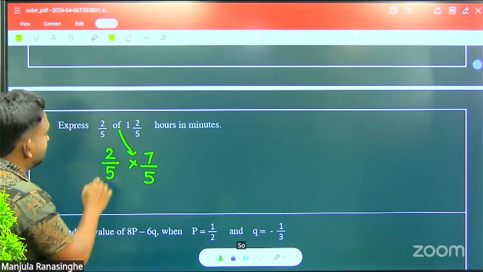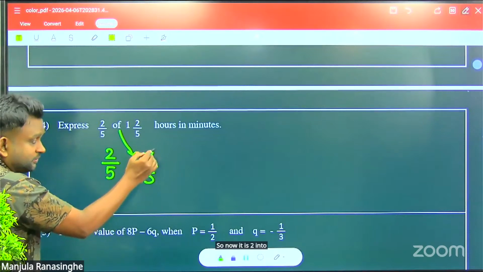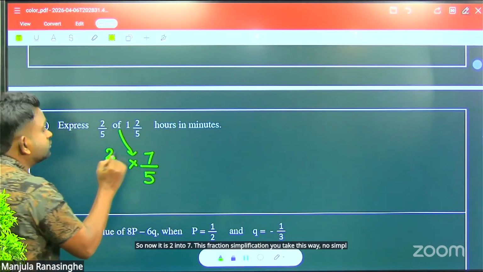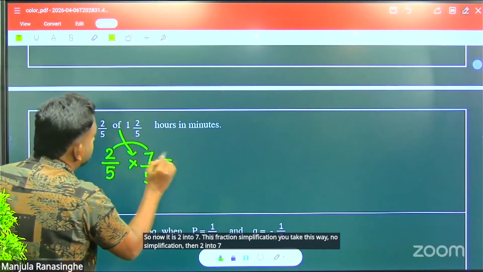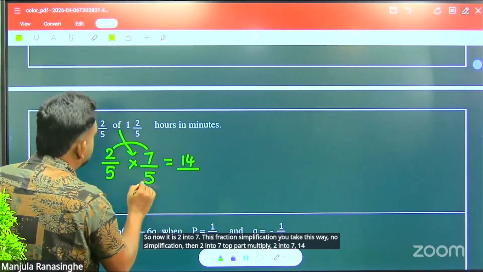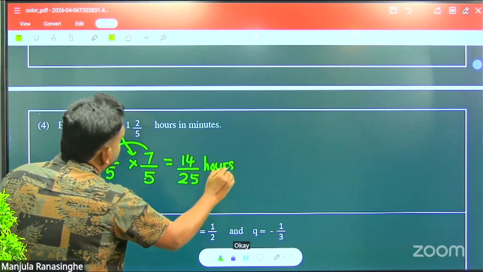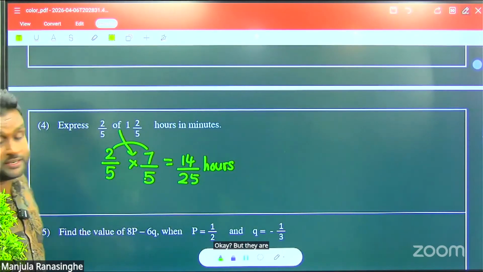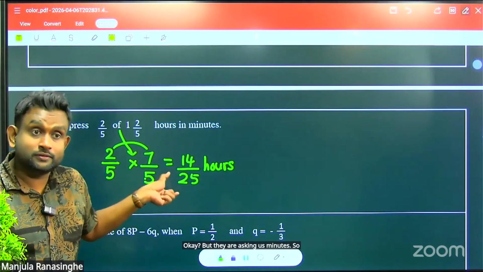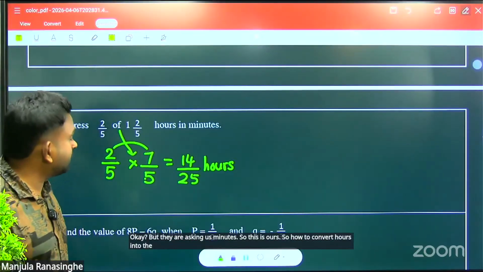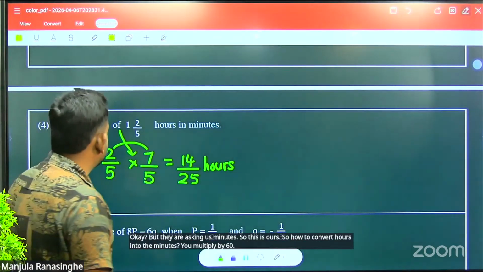So now it is 2 into 7. No simplification for the fraction. Then 2 into 7, top part multiplied, is 14 over 5 into 5, 25 hours. But they are asking for minutes. So this is hours. How to convert hours into minutes? You multiply by 60.